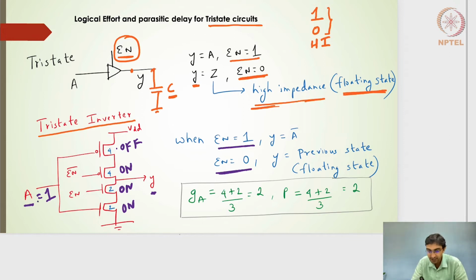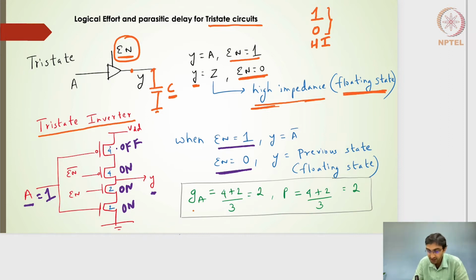Now what should be the logical effort of the input A? Input A is connected to these two transistors, and by the same definition, if I want the same falling resistance or rising resistance, I will have the sizes selected accordingly. Because both of them are in series, I will have a size of 2 and 2, which will give me a falling resistance of R, and the size of 4 and 4 here, which will give me a rising resistance of R.